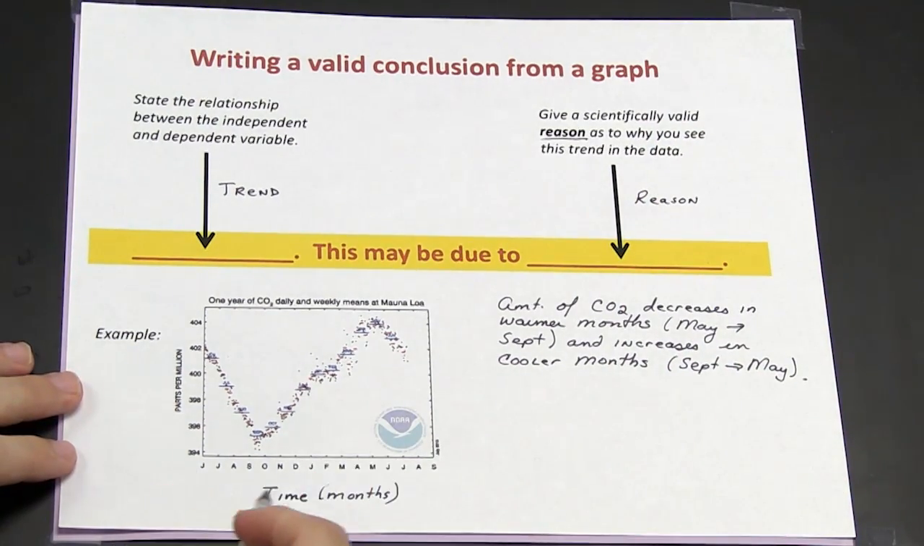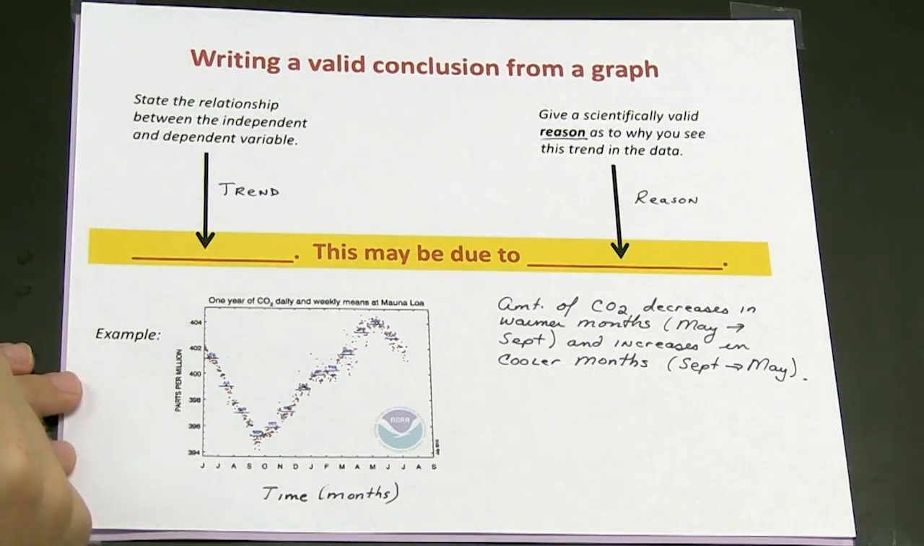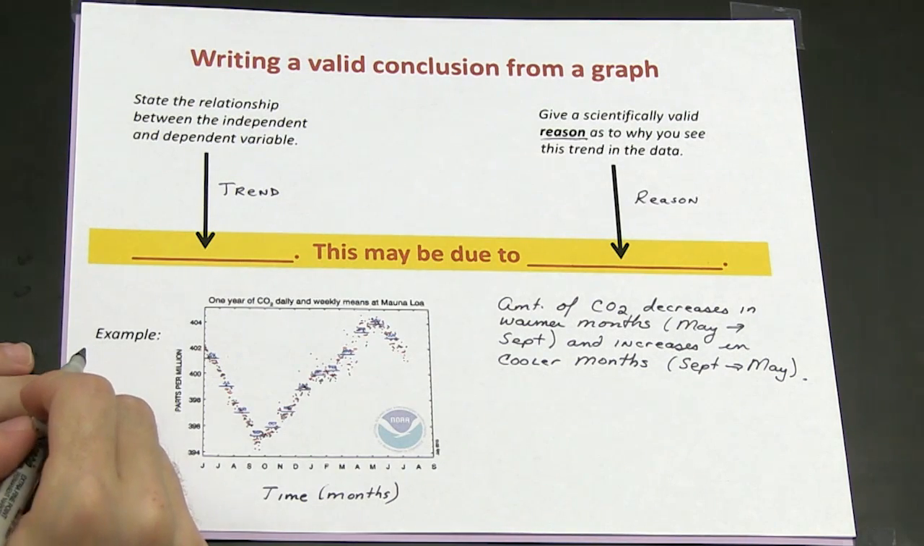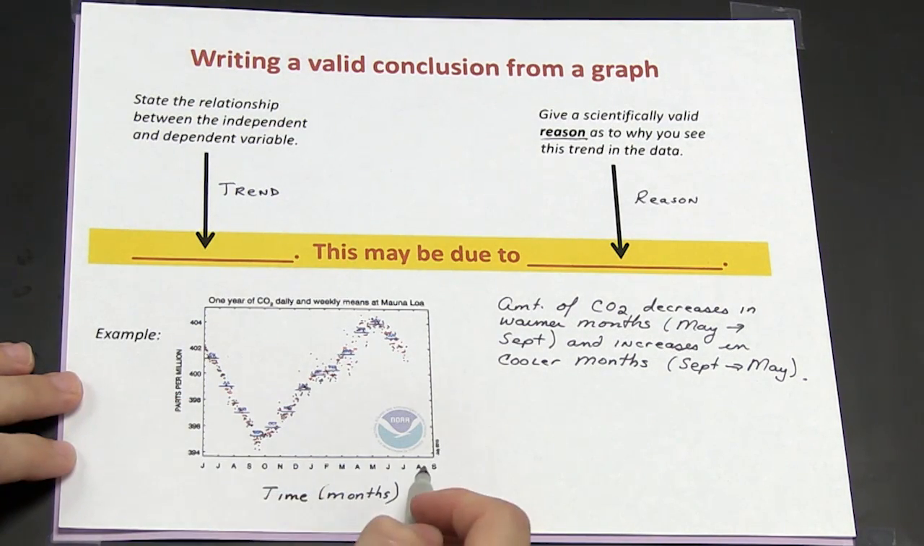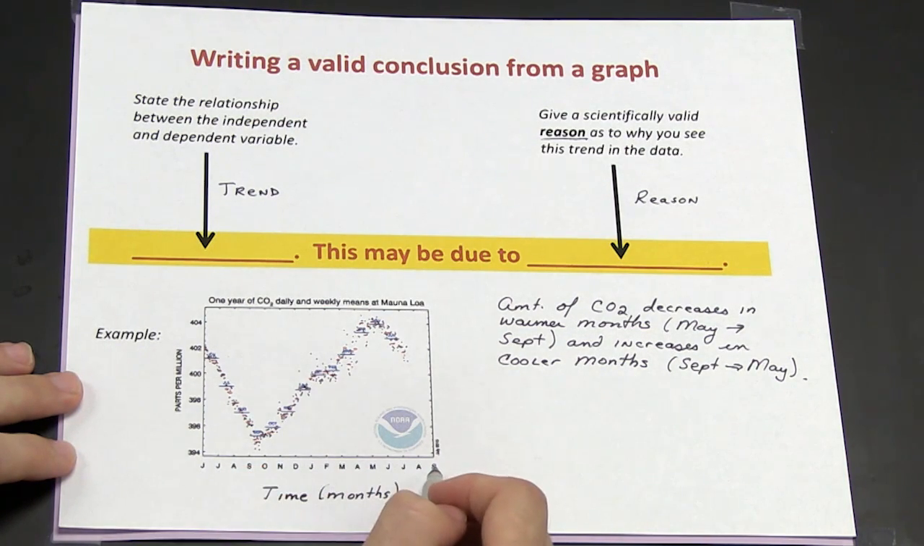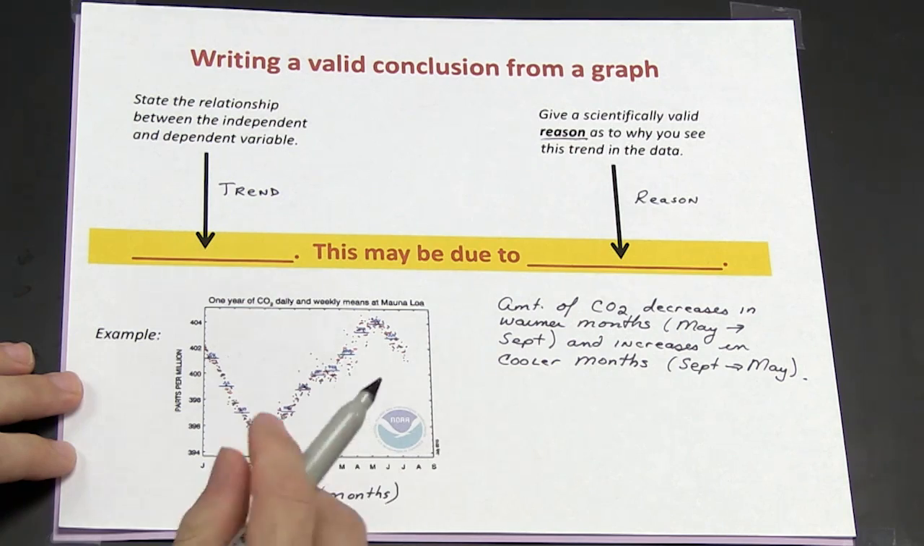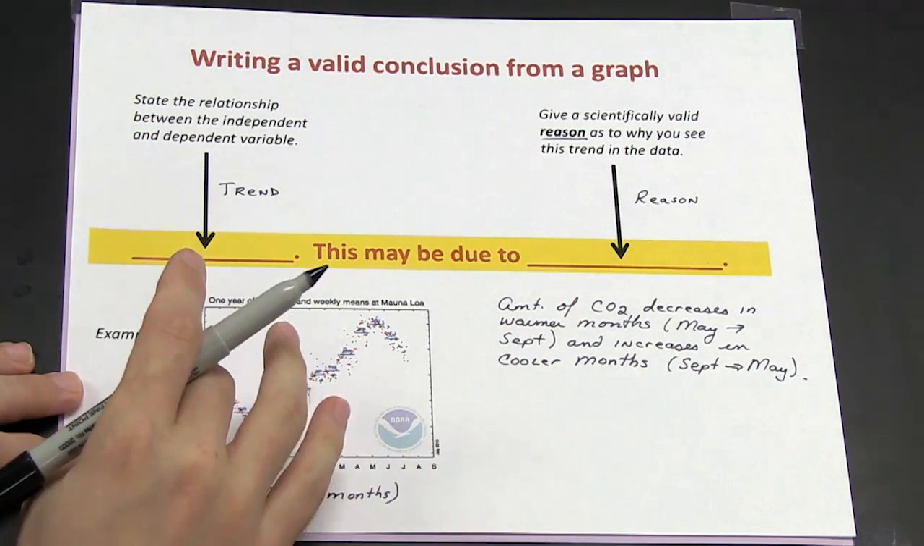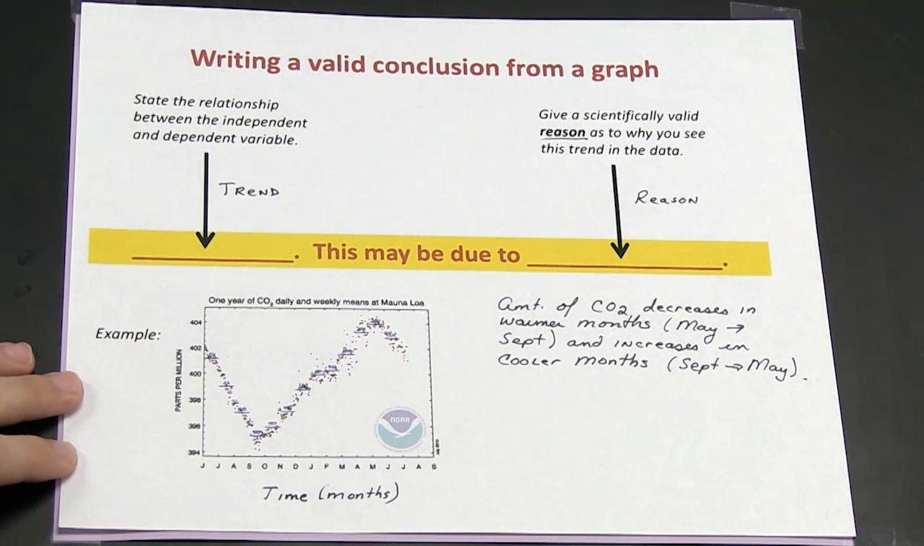So for example, here I have a graph measuring the amount of carbon dioxide present over the course of 1 year. My x-axis is divided up into months, beginning in June and ending in September. So if I wanted to write a valid conclusion from this experiment, my first sentence will be just the trend between time and concentration of carbon dioxide.